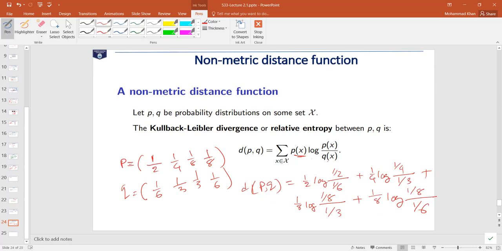Now we can easily check that the distance from P to Q is not the same as the distance from Q to P. For example, these values will change. The numerator will become the denominator, and the denominator will become the numerator. So the value will change. But this metric only follows 2 properties. It always gives us positive values, and it will give us 0 if and only if P and Q are the same point. Then we'll get 0.